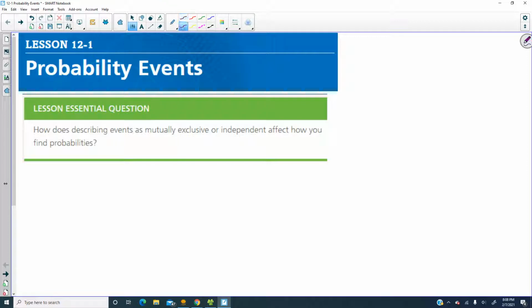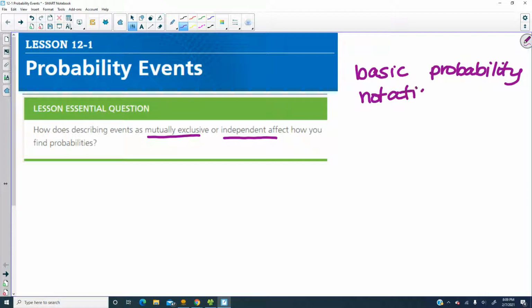But first, before we get into mutually exclusive and independent events, we're going to go over some basic probability ideas and some notation, just to make sure we're all on the same page, because it may have been a while since you've studied probability. Then we'll talk about mutually exclusive and independent. But most of your assignment will focus on the idea of mutually exclusive and independent events. You can follow along in section 12.1 in your volume 2 Algebra 2 workbook.